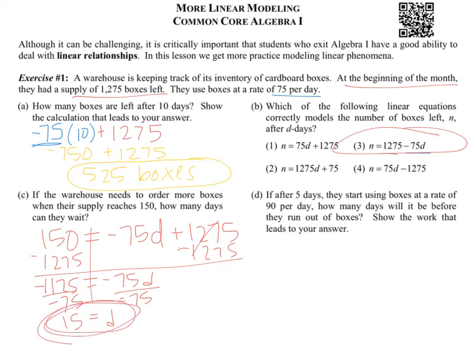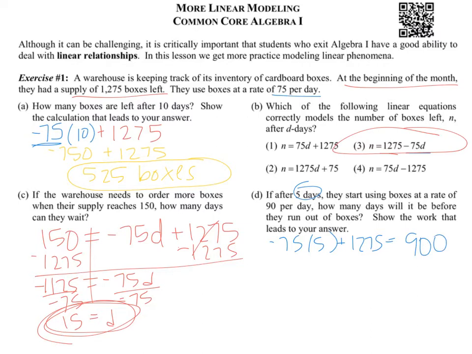So if after 5 days they start using boxes at a rate of 90 per day, how many days will it be before they run out of boxes? So first we need to figure out, after 5 days, how many boxes do they have left? So negative 75 times 5 plus 1,275. Well, negative 75 times 5 is negative 375 plus 1,275. And that's 900 boxes that they have left after 5 days.